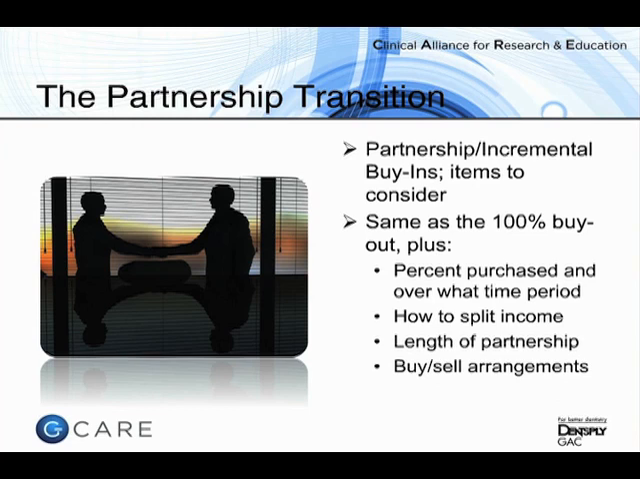Another thing is buy-sell arrangements. Remember, you're only buying a portion of the practice to begin with. So the buy-sell arrangement says, when do I get to buy more of the practice? What happens if we die or become disabled? What happens if one of us wants to retire? What are the notice periods that have to be given? Do I have to give you 180 days notice before I can retire? What happens if there are penalties, for example?